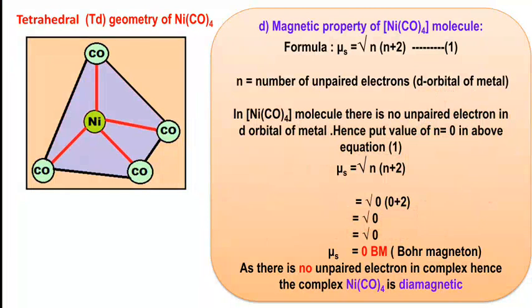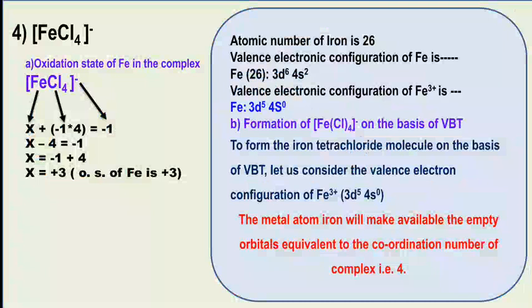So NiCO4 is a diamagnetic molecule because there is no unpaired electron, and at the same time this molecule is diamagnetic in nature because of 0 unpaired electrons. So this is overall about the NiCO4 molecule.